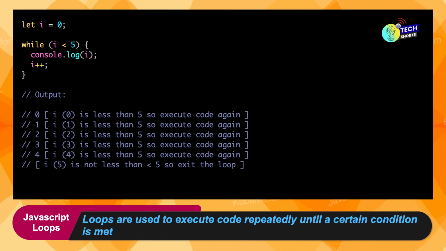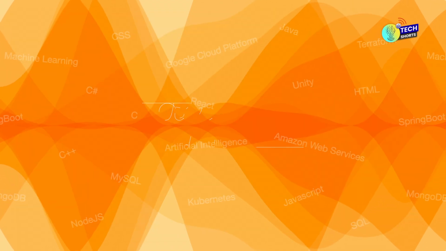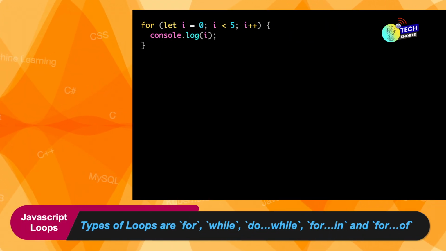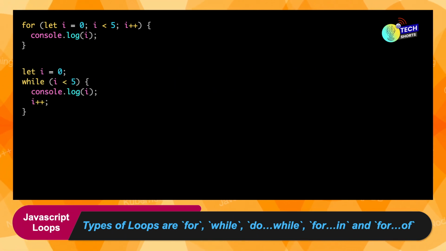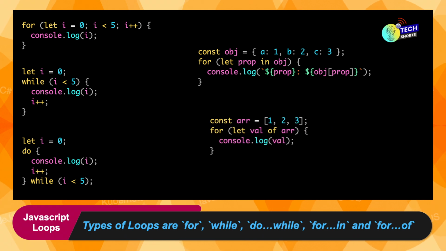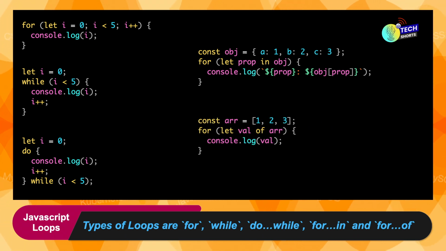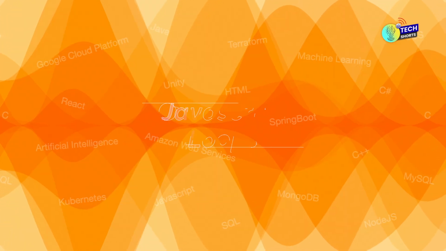Loops are used to execute a block of code repeatedly until a certain condition is met. There are several types of loops in JavaScript such as for, while, do while, for in, for of, and these are used for iterating over arrays and objects.